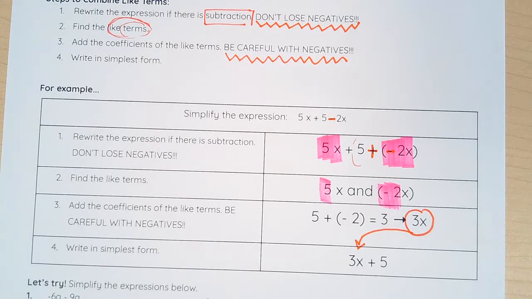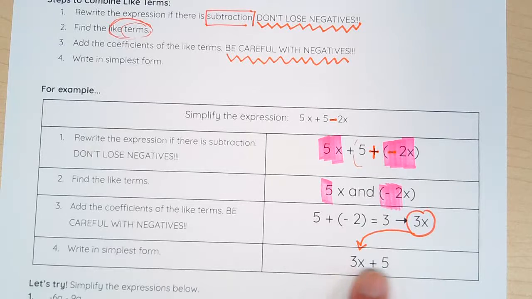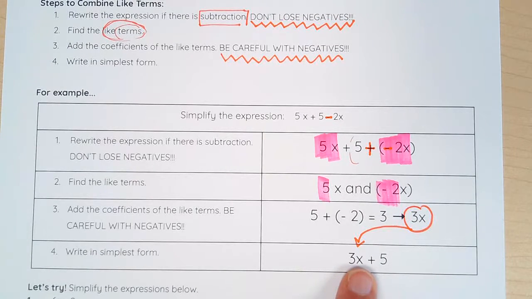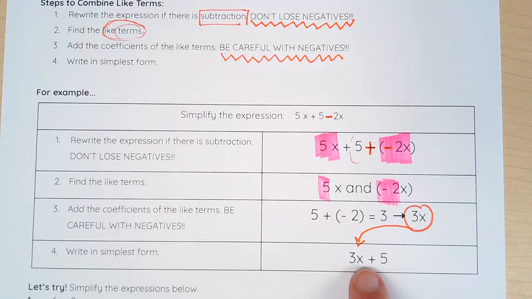So my simplest expression is 3x plus 5. Now, again, I cannot simplify this anymore. I cannot combine 3x and 5 because they are different. They're not the same terms. There's no x here. There is an x here. We cannot combine any further.